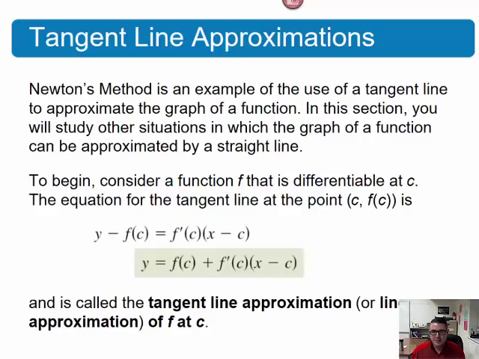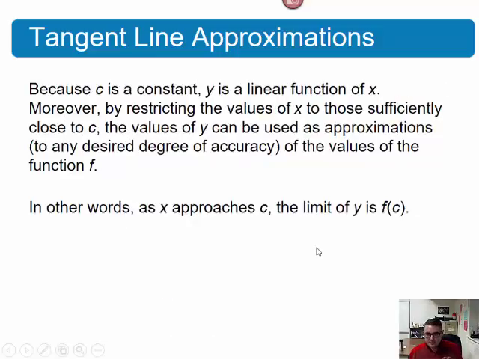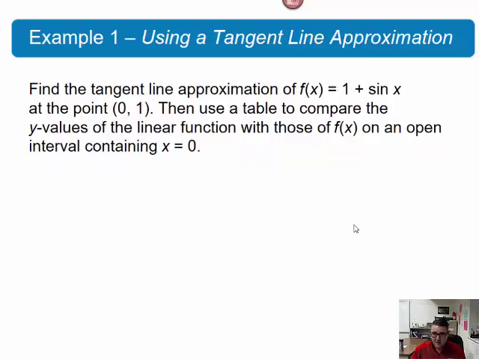Tangent line approximations. If we remember Newton's method, it was a guess, and then we got closer and closer by using the tangent line to approximate a zero. We're still using that concept, where we see y minus f of c equals f prime of c times x minus c. There's your tangent line. You guys have been working with this. Because c is a constant, y is a linear function of x. Moreover, by restricting the values of x, we can always approximate using tangent lines. That's what we're talking about here, the tangent line approximation.